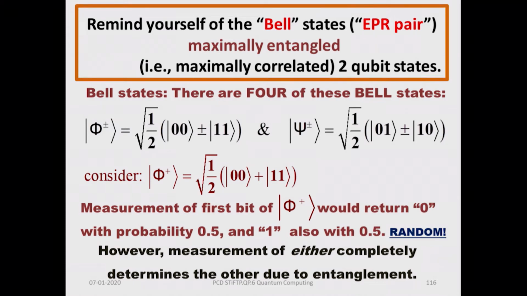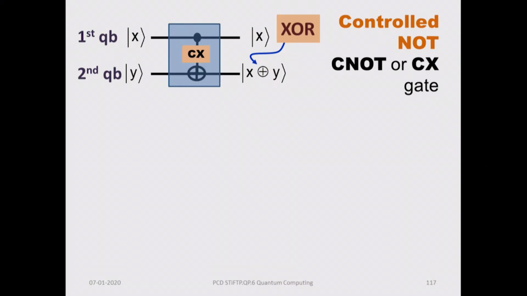So this is a peculiar property of the Bell states, and this is now the representation of the control NOT gate, and now you understand the symbols and what they are doing to the control NOT operation, right.